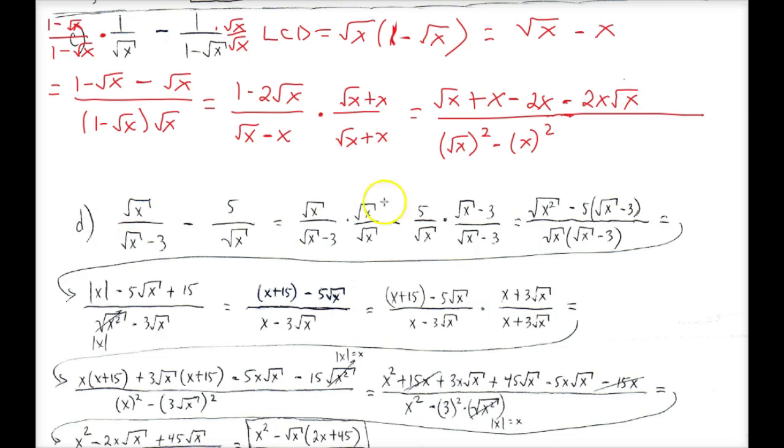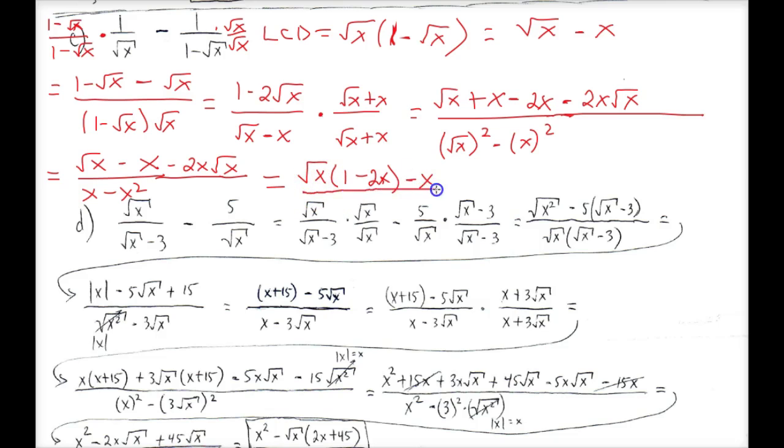Okay. And then from there, we're just going to simplify as much as we can. So if we come here, we know that our denominator is just going to be x minus x squared. Our numerator, we just have square root of x minus x, because x minus 2x is just a negative 1x. And then this will end off with negative 2x times square root of x. Okay. And so we see here that we have two terms with square root of x, so we can combine those. And that will be square root of x times 1 minus 2x minus x, and then all that divided by x minus x squared. Okay.